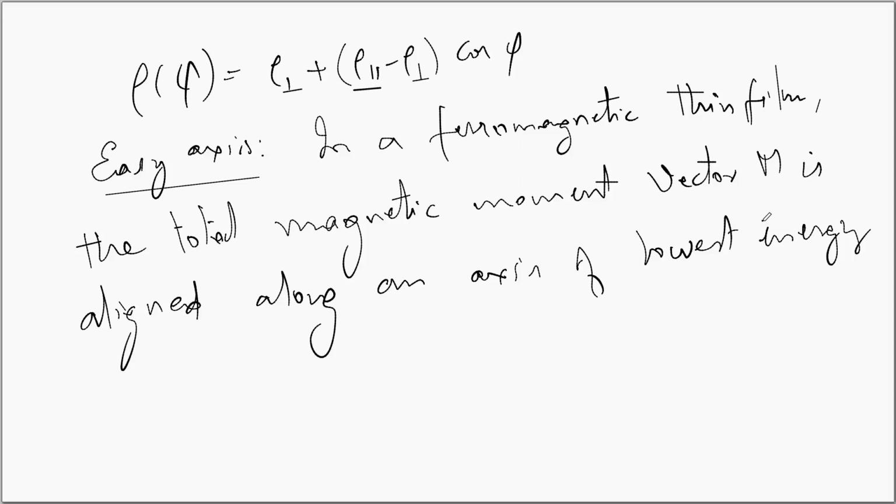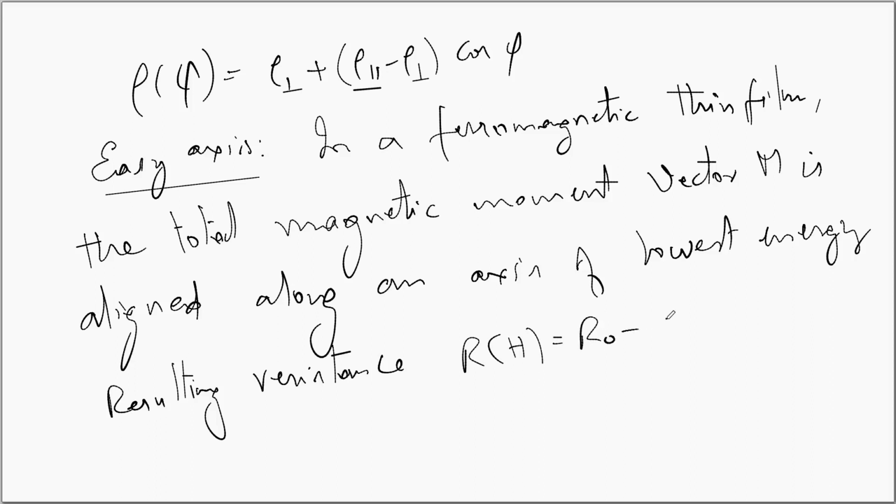In the presence of an external magnetic field, there is a dependence of magnetoresistance on the angle between the direction of the current and the magnetic moment vector M. For a simple specimen of a ferromagnetic material, the resulting resistance in the presence of an external magnetic field, RH, is equal to R0 minus delta R into (H gamma by Hs) whole square.